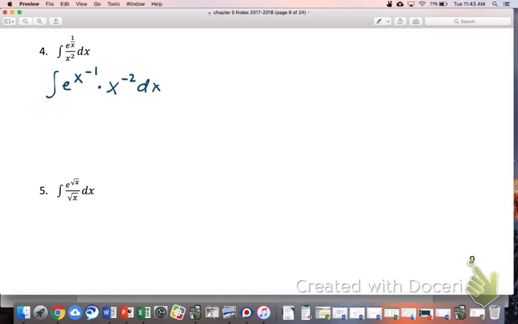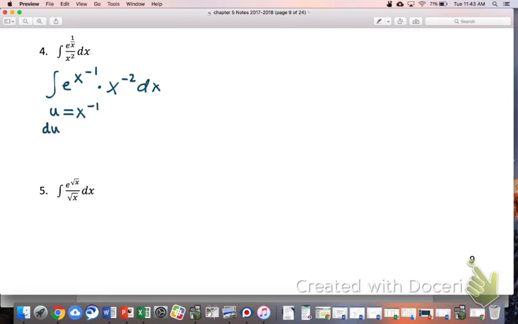Anytime you've got a product like this, where one of the factors is a composite, or maybe even both, you got to think about "Timmy messed up the chain rule" or u substitution. You really need to think about that. So maybe we could do u substitution. If I did that, I want to make my inside function my u. Can you guys identify what the inside function is? X to the negative 1. You're right. So I've got this.